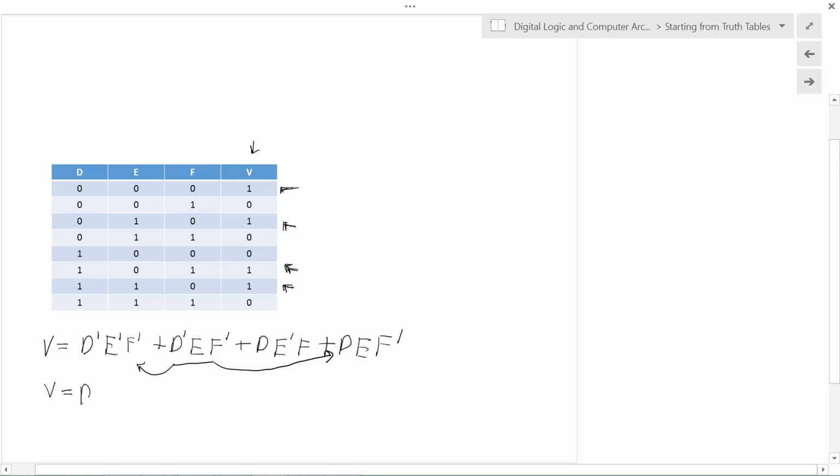V equals D prime, E prime, F prime. We're just rewriting this term here. Now we're going to use idempotency to write this twice. D prime, E, F prime, ORed with D prime, E, F prime. Then we're just going to copy the remaining terms. D, E, F prime. Copy this one. And then we're using the commutative property to write this term last. So D, E prime, F.